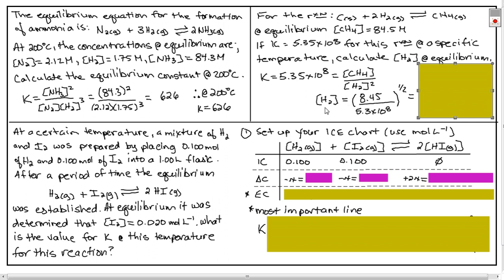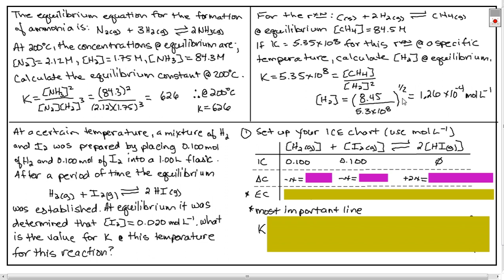We want the concentration of hydrogen by itself. So in order to do that, we take these two numbers, divide them, and we have to square root that, or put it to the power of 1/2. When we do that, we get a final answer of 1.26 times 10 to the minus 4 moles per liter.